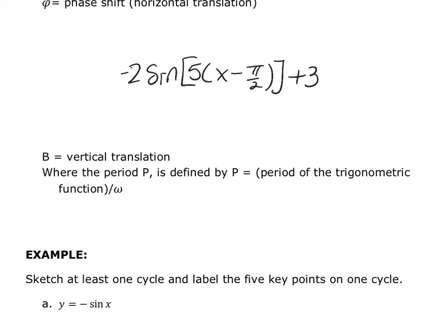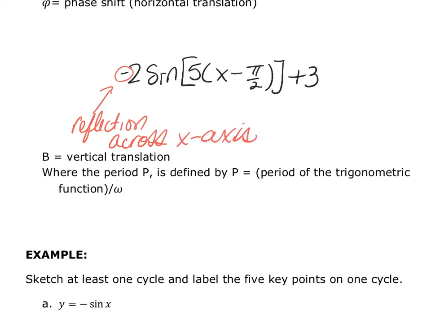then what does the negative do to my graph when it's outside of my function? What does that do to my graph? Flips it how? So it is going to do a reflection across the x-axis. So the negative is going to do a reflection across the x-axis. So what that means for my graph is instead of going at 0, 0 and going up, I'm going to go 0, 0 and go down. So that's what that part is going to do. Okay? The negative, just the negative part.